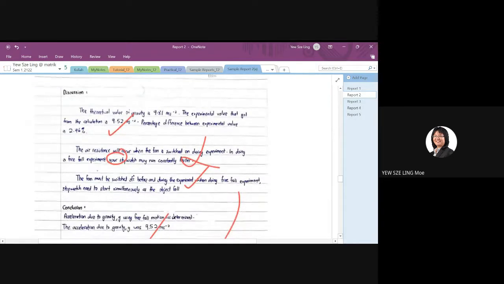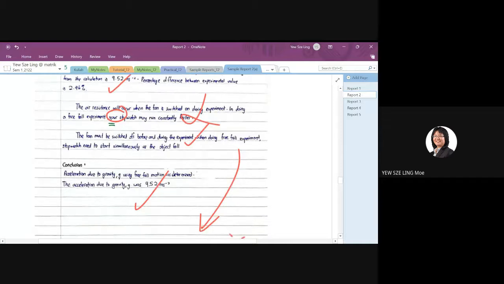Now again, in your discussion, in a lab report, you shouldn't have all this term. So, the air resistance will occur when the fan is switched on. Now, air resistance is not coming from fans. When you switch on the fan, actually I would say air turbulence is a better word to use. The more suitable word. So it's not air resistance.